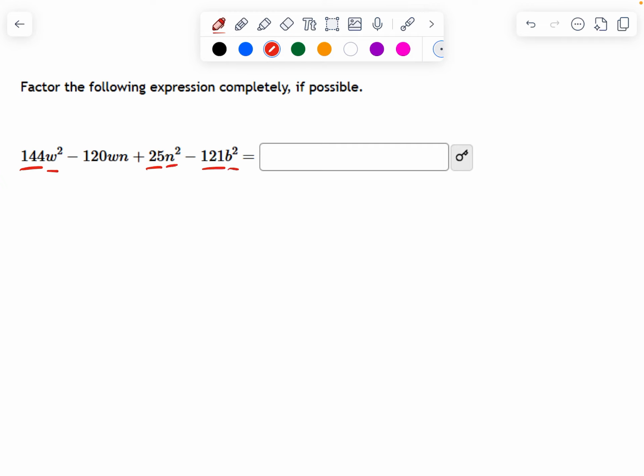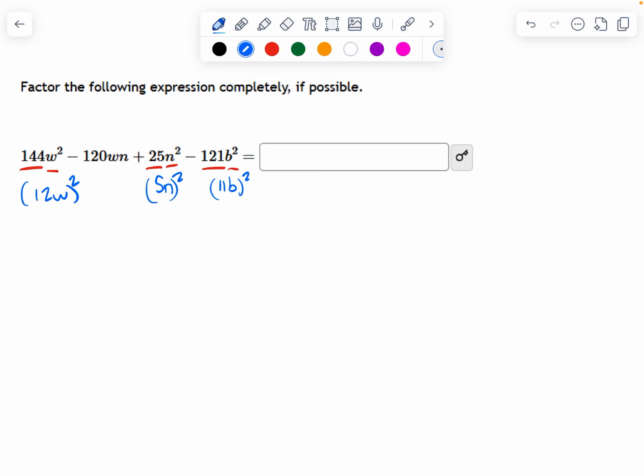Everything here is a perfect square. The perfect square of your first term is 12w. If I were to take that and square it, you get 144w squared. Same thing here, I have 5n. Is the number you would have to, not the n, you would have to square in order to get 25n squared. Same thing here, 11b would be your number to square in order to get 121b squared. There's a lot of perfect squares here.